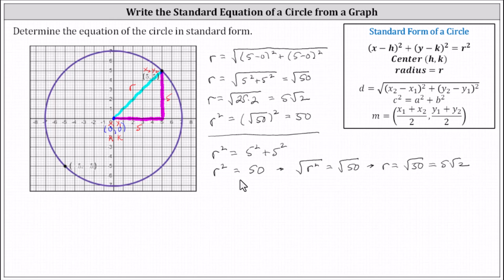Now that we know r² equals 50, and both h and k are 0, we have the information we need to write the equation. The equation of the circle in standard form is (x − h)², which in our case is (x − 0)², plus (y − k)², which in our case is (y − 0)², equals r², which in our case we know equals 50. Simplifying, we have x² + y² = 50.